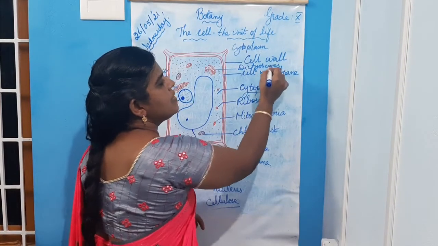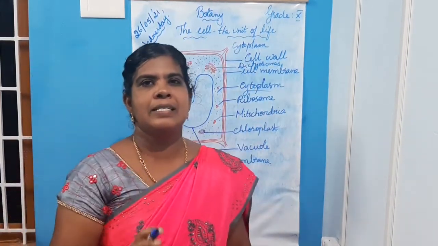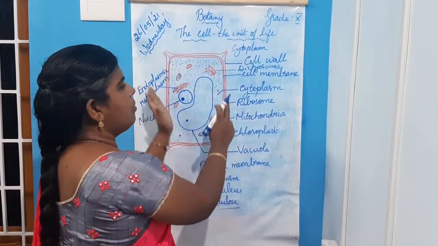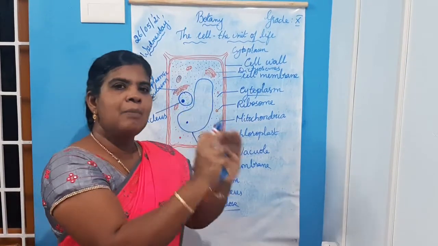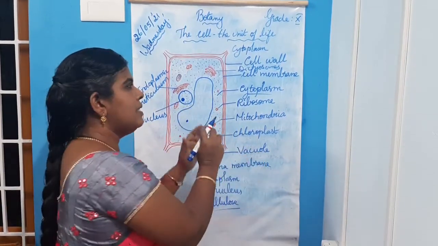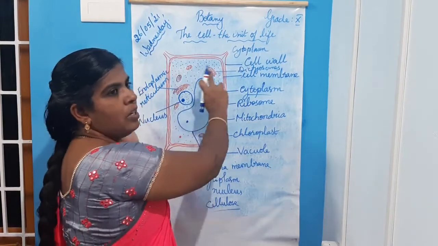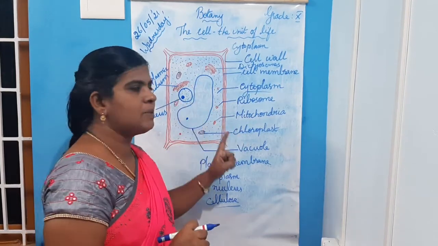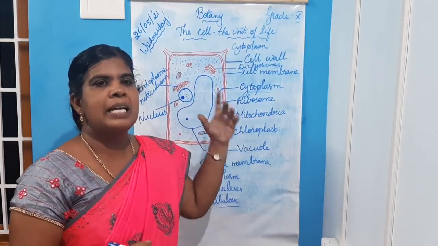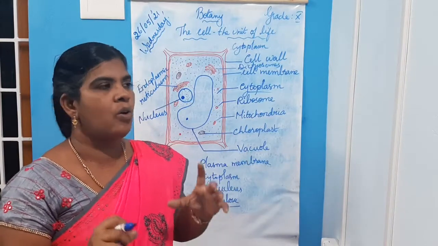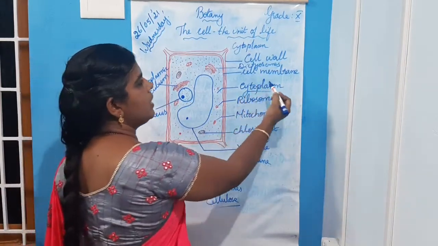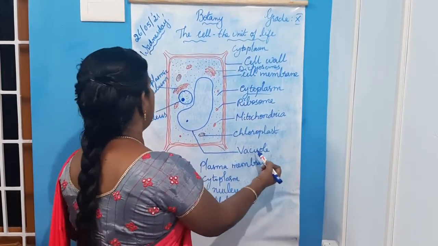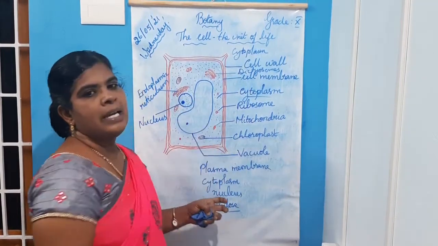Okay, these are the cytoplasmic organelles present inside the cell. So what is cytoplasm? The plant and animal cell also contain the cytoplasm. Inside the cell there will be a colloidal, jelly-like substance that is called cytoplasm. It contains the cell organelles such as ribosome, mitochondria, chloroplast, vacuole, then endoplasmic reticulum, etc.